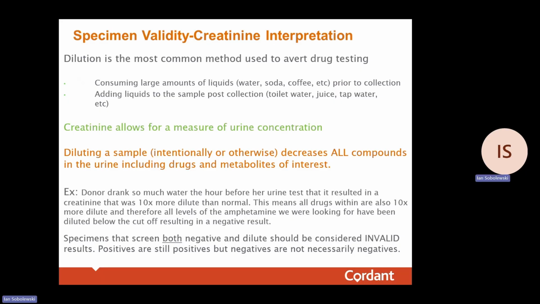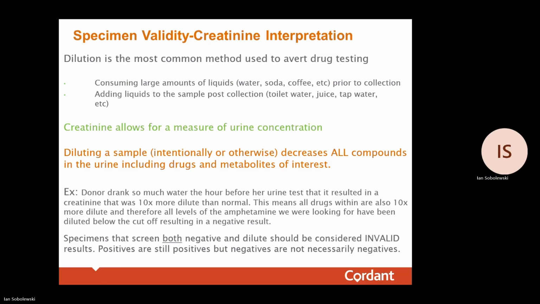Now, if you get a positive, but the sample is dilute, that positive is still good. That positive is still worth getting a confirmation on. That only tells you that not only did a donor come up positive, but they also tried to subvert their drug test.